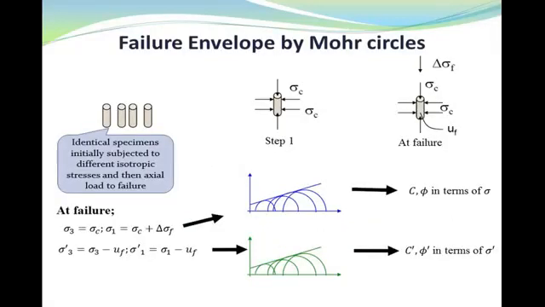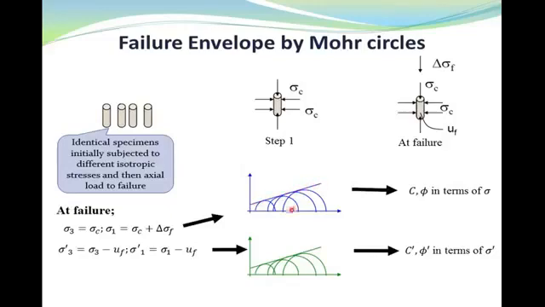For finding the failure envelope by Mohr circles, we need to test several identical specimens. In the first stage, we apply the hydrostatic stress condition to the specimen, and in the second stage, we increase the deviatoric stress or vertical stress on the specimens until the specimen fails. So with each test, we will have one Mohr circle. So we need at least 3 Mohr circles to be able to draw our failure envelope.